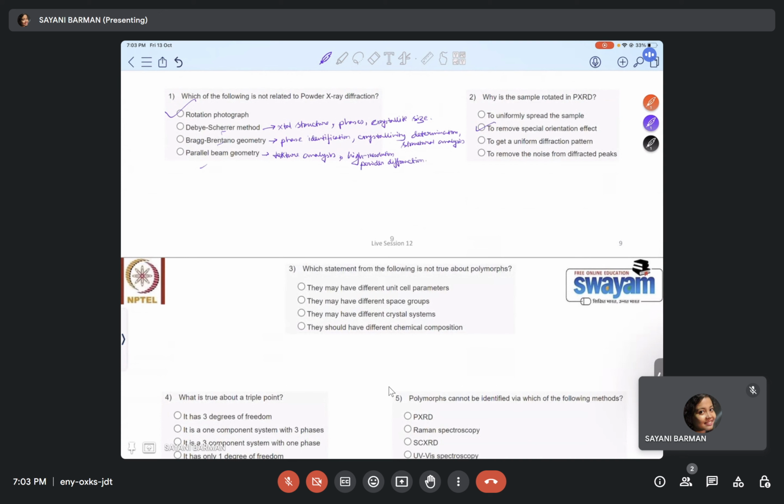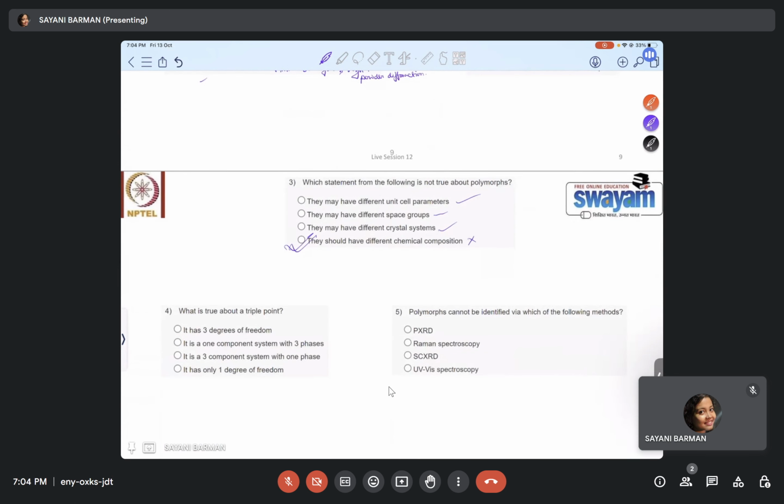Next one is: which statement from the following is not true about polymorphs? They may have different unit cell parameters. Yes, they do. Then they may have different space groups. That's true. If they have different space groups, they may have different crystals, and that's the definition of polymorphs, right? The next one, they should have different chemical composition. No. So this will be the answer. It's not true.